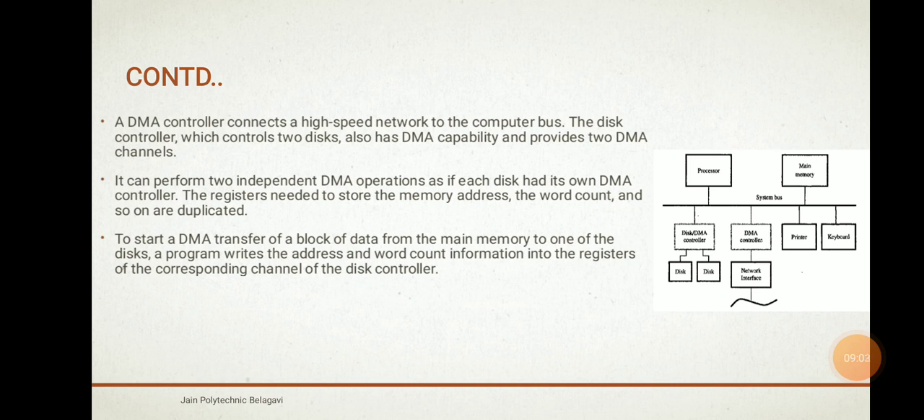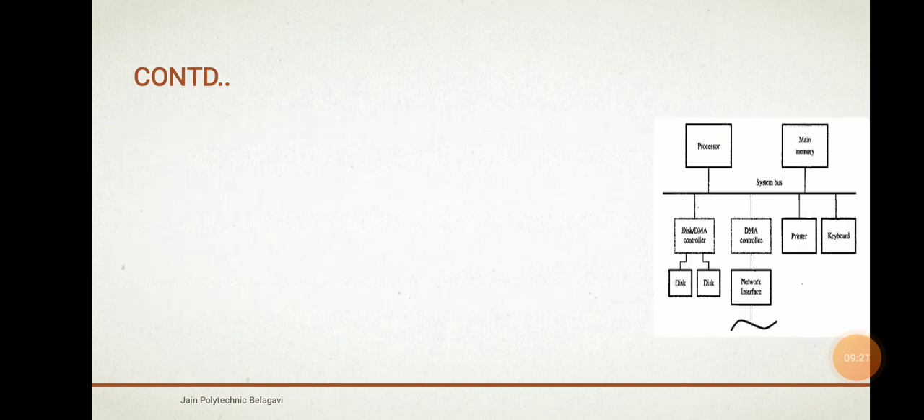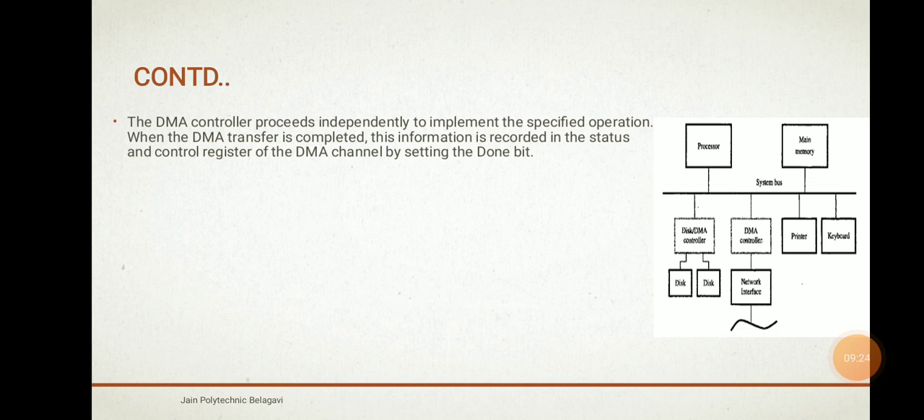Now, to start a DMA transfer of a block of data from main memory to one of the disks, the program writes the address and word count information into a register of the corresponding channel of the disk controller. It also provides the disk controller with information to identify the data for future retrieval. The DMA controller then proceeds independently to implement the specific operation. When the DMA transfer is completed, this information is recorded in the status and control register of the DMA channel by setting the done bit to 1, that is, the DMA transfer has been completed.